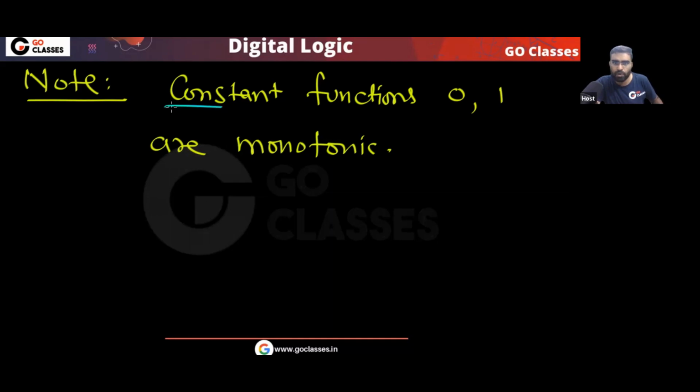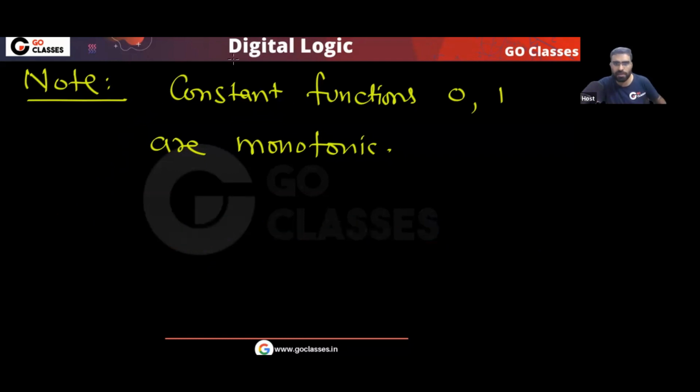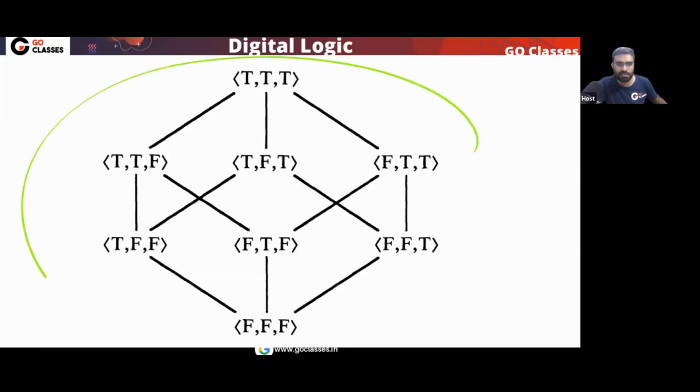You can easily see constant functions are monotonic. Why? Because for these constant functions, the function value can never decrease. That is fixed. The function value is fixed. So this is the concept. I hope you understood. Okay, this is the three variable lattice. If you have a three variable function, this is the lattice.